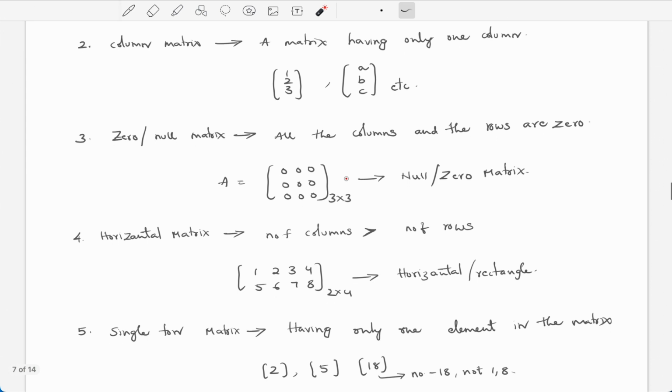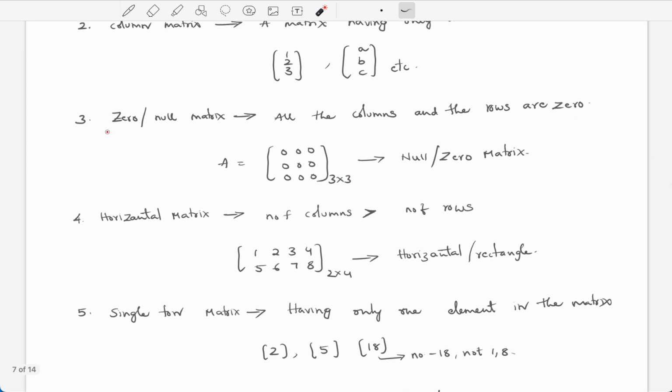And then we have something known as a zero or null matrix. By the word you can understand zero or null. Null means there is nothing in that matrix. So all the columns and the rows are zero.